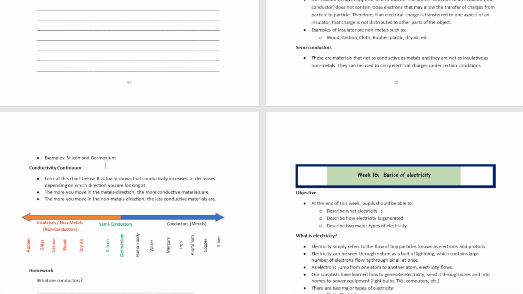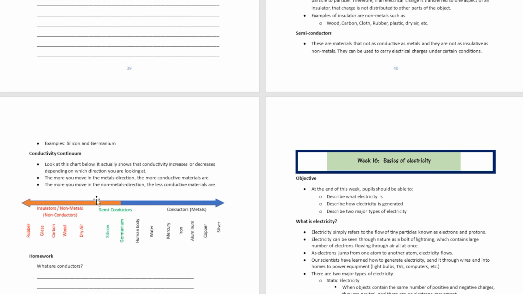Alright, so let's look at this conductivity continuum. It shows us how conductive certain materials are relative to other materials. If you look to the right of this chart, you are going to see conductors, which are going to be metals. The least conductive here is the human body, even though it conducts electricity, and the most conductive is going to be silver.